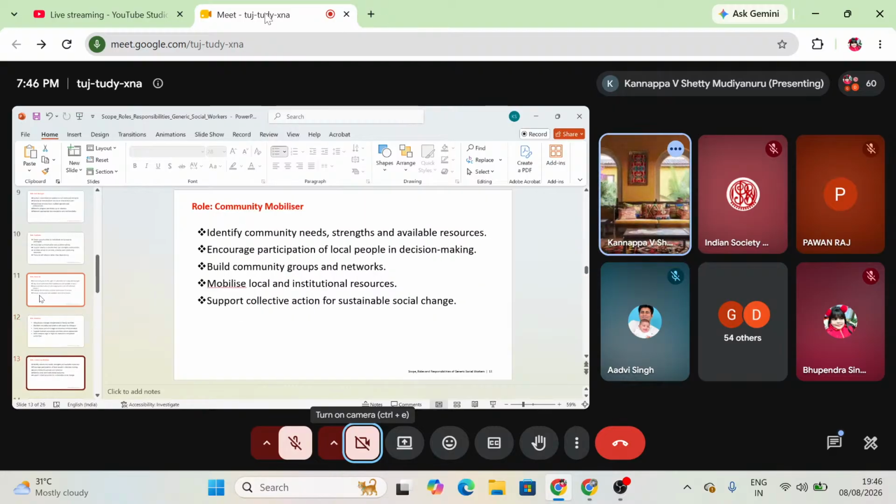Community mobilizer, another very important role for generic social worker. Identify community needs, strengths, and available resources, encourage participation of local people in decision making. Build community groups and networks, mobilize local and institutional resources, support collective action for sustainable social change.